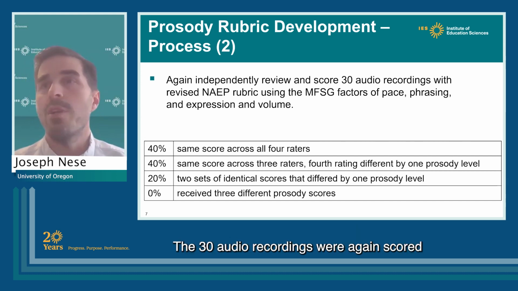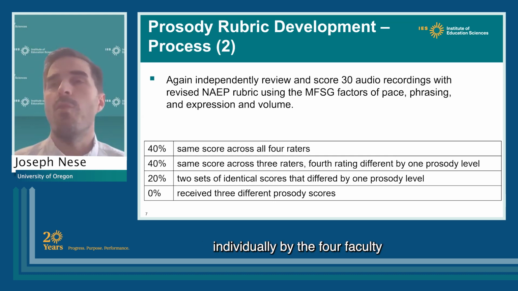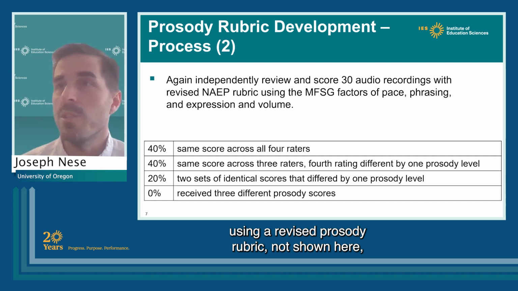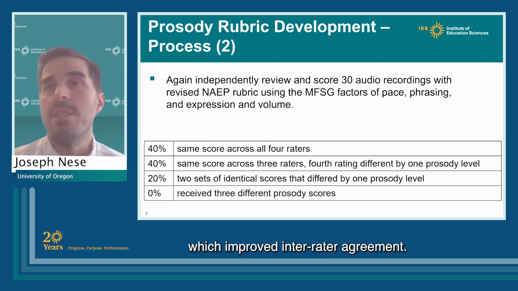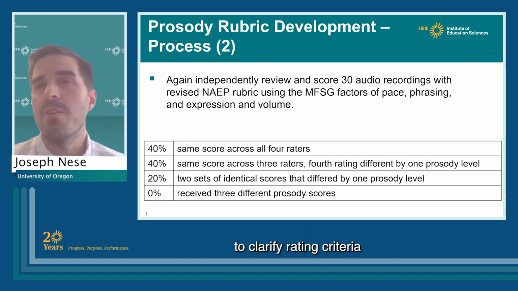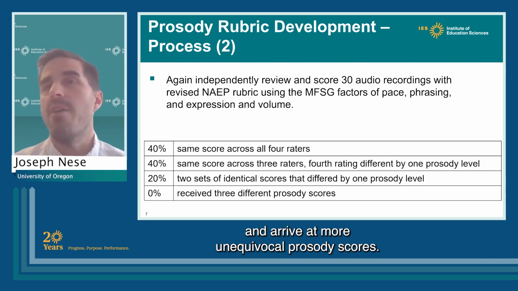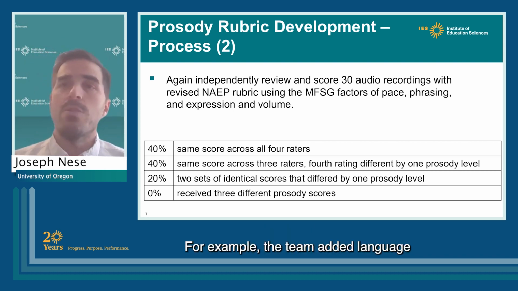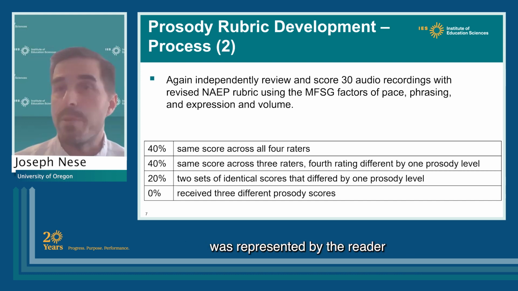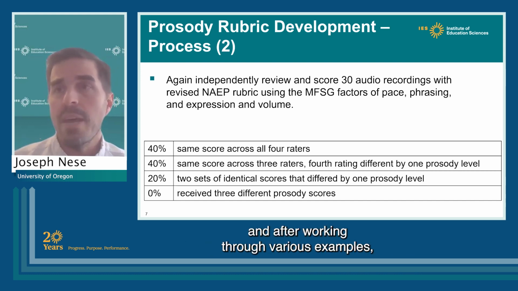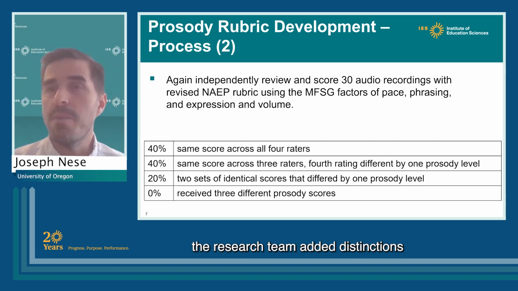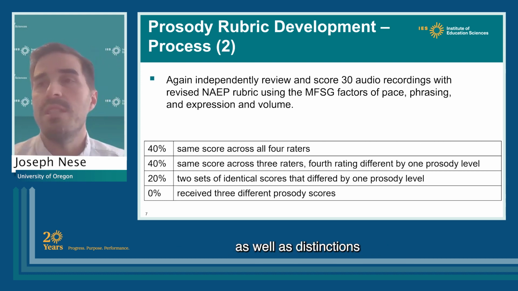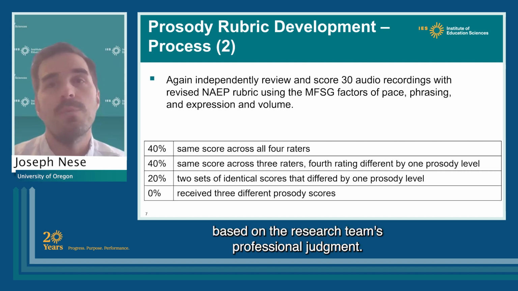The 30 audio recordings were again scored individually by the 4 faculty using a revised prosody rubric, not shown here, which improved inter-rater agreement. The team further refined the adapted rubric to clarify rating criteria and arrive at more unequivocal prosody scores. For example, the team added language about whether the overall storyline was represented by the reader. And after working through various examples, the research team added distinctions for each proficiency level from the MFSG, as well as distinctions based on the research team's professional judgment.